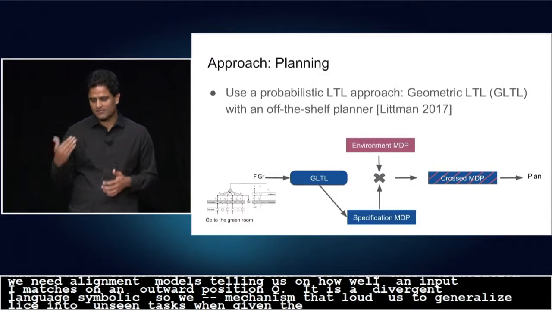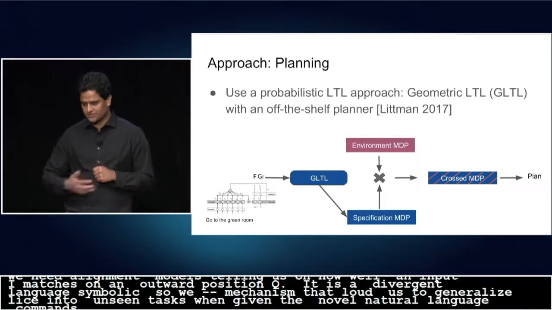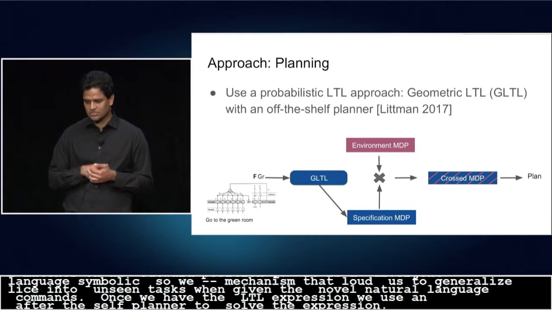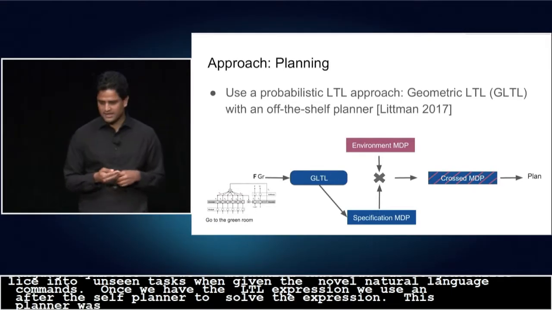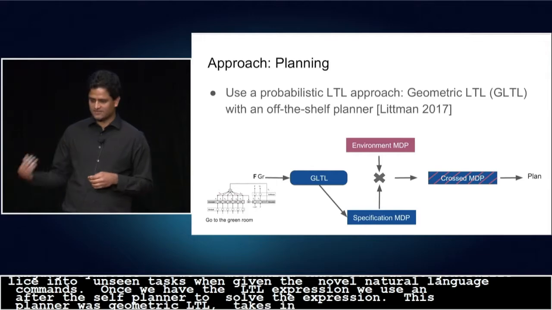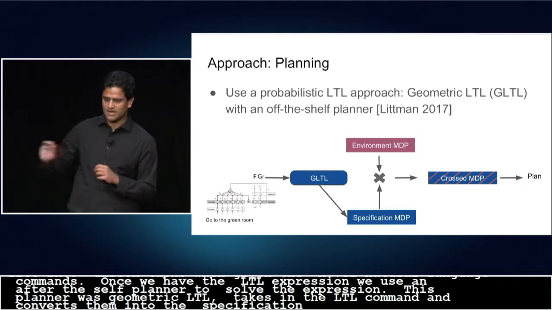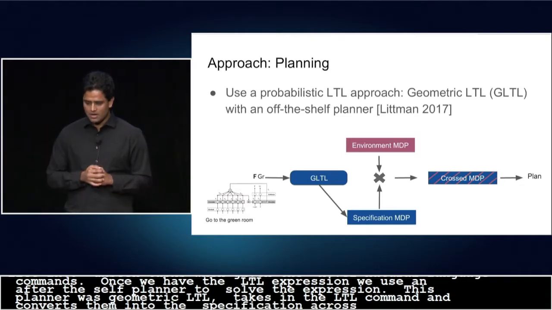So once we have our LTL expression, we then used an off-the-shelf probabilistic planner to solve our LTL expression. This planner was geometric LTL. Geometric LTL basically takes in our LTL command and converts it into a specification MDP, which generates a cross MDP with the environment MDP, over which we can actually plan and generate trajectories in real time.